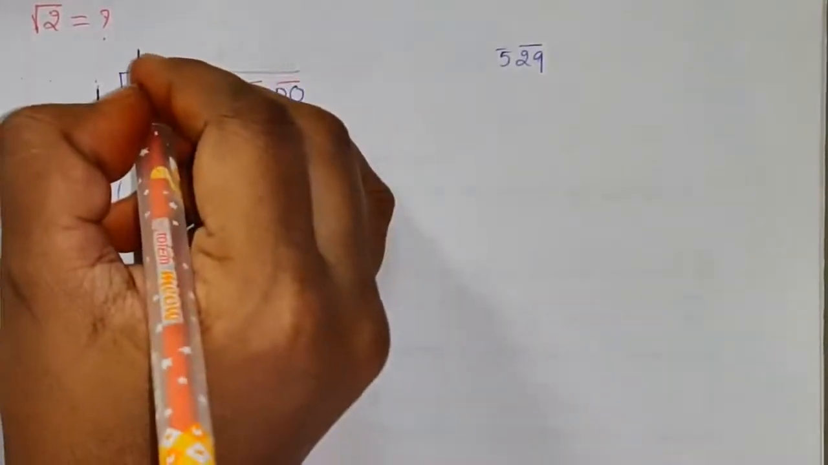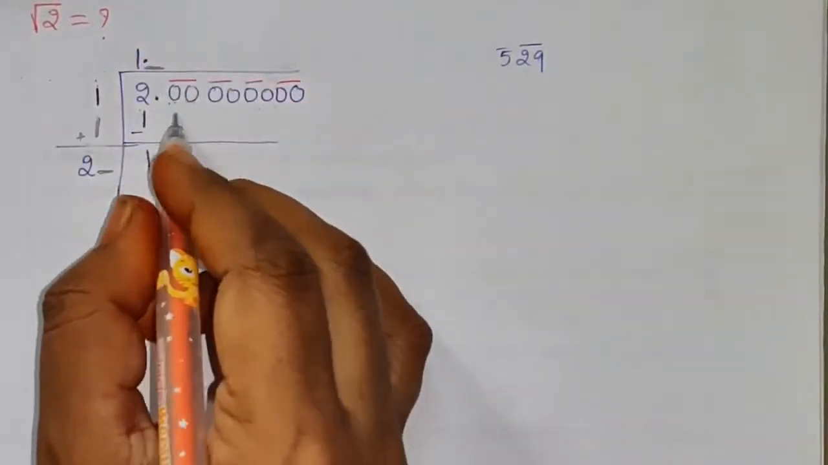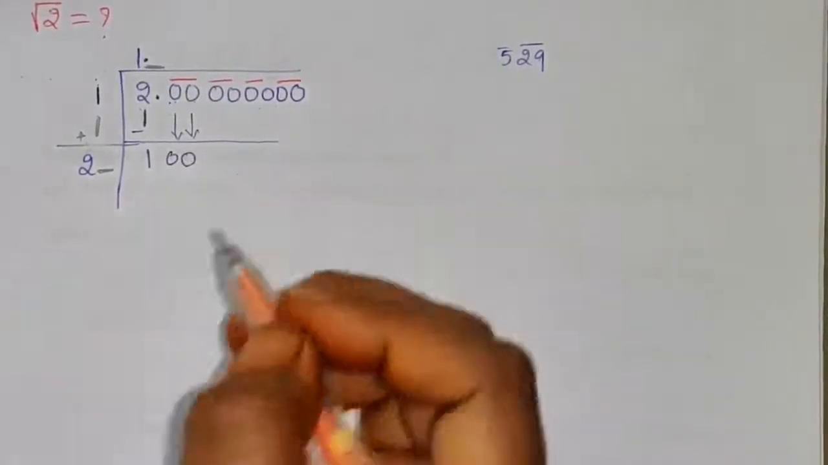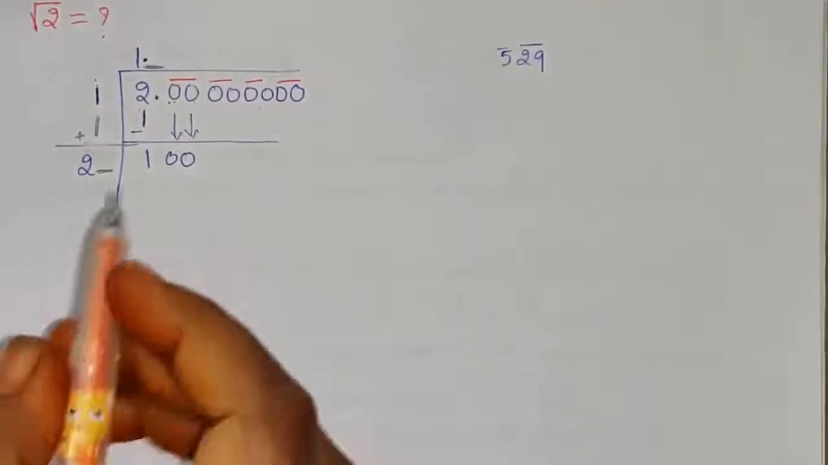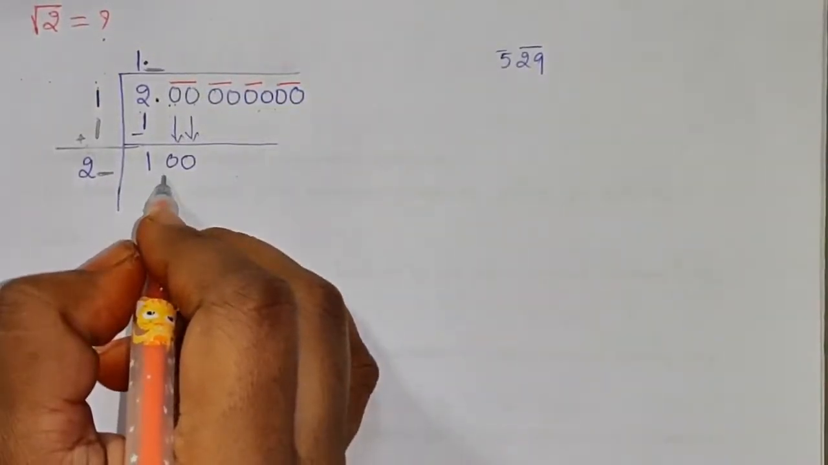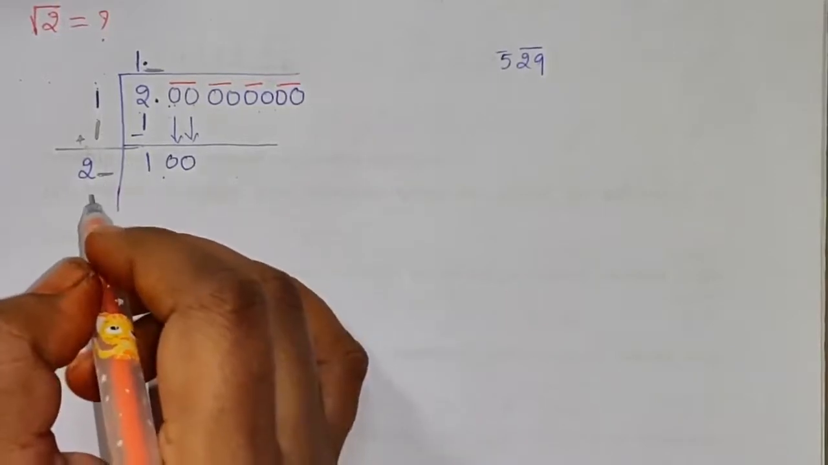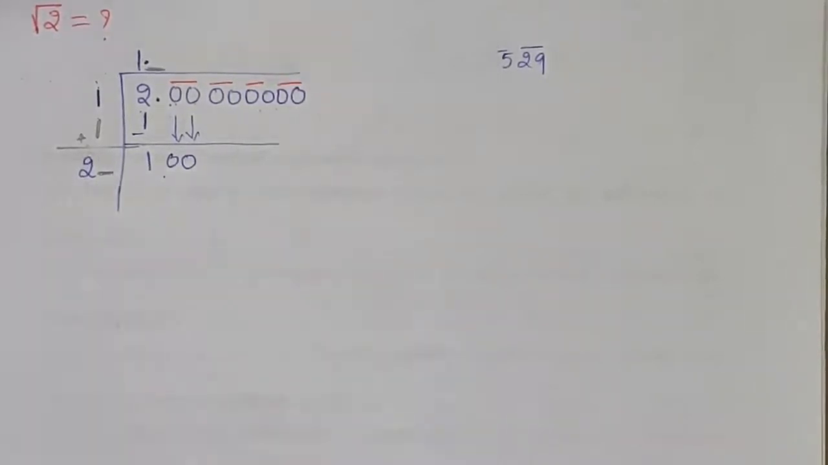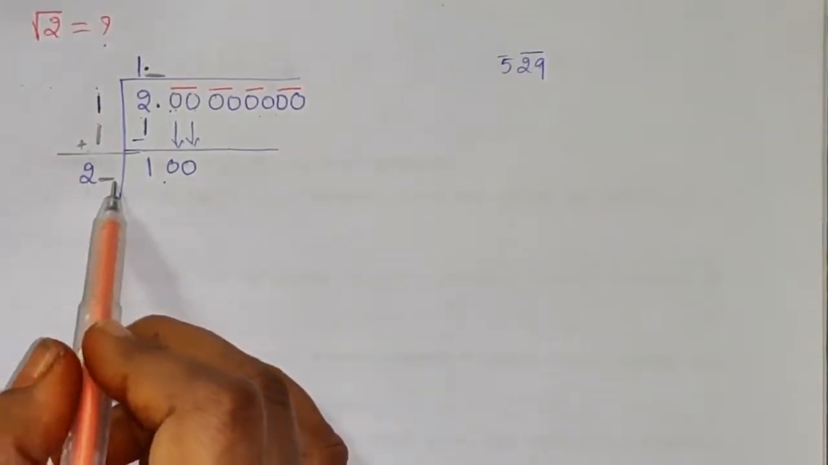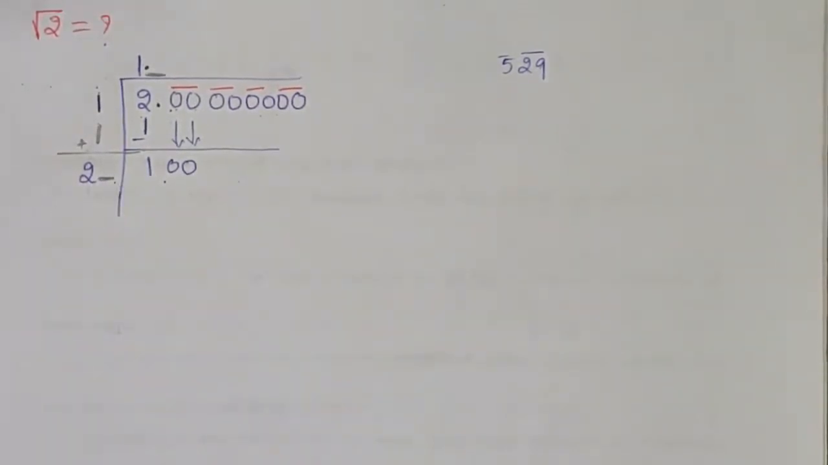I am taking the decimal point here. I am taking down these 2 zeros for the next division. Now you need to find this number to reach this 100. When you fill this blank, you will get the 20 numbers, right? 21, 22, 23, 24, like that.